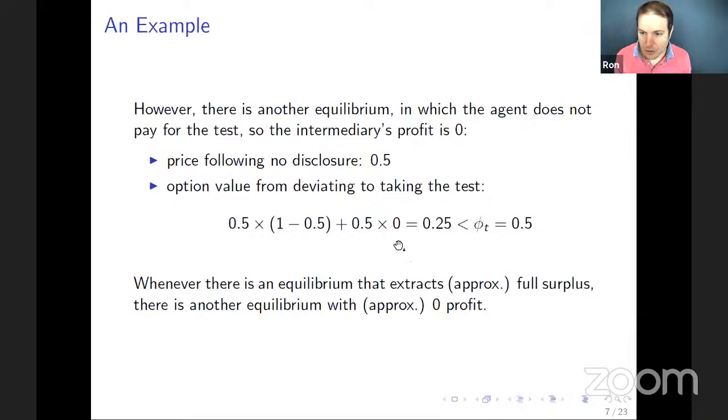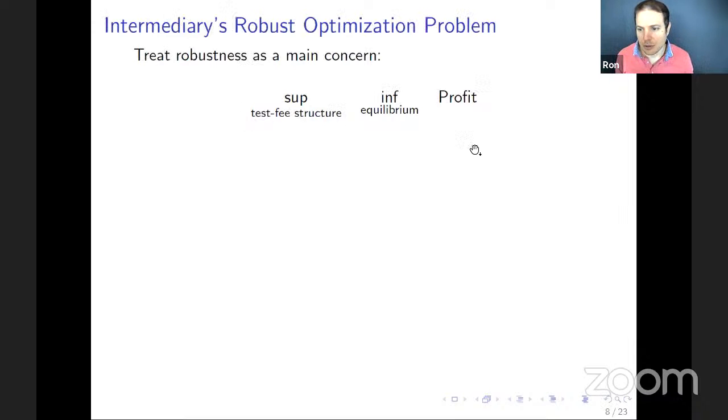All right, so what is going to be our approach? Now we can kind of formalize the problem. The problem that we're going to study is maximizing across test fee structures, right? Choosing the test fee structure that gives the highest profit in the worst equilibrium for the intermediary, right? So for every test fee structure, there's going to be a set of equilibria. We look at the equilibrium that has the lowest profit for the intermediary, and then we find the test fee structure that gives us that highest guarantee.